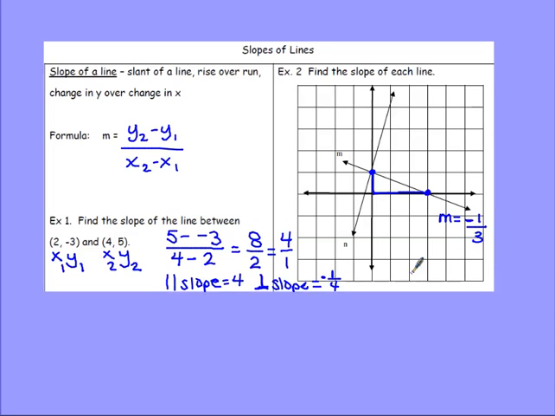Now let's find the slope of line N. So it's going up 1, 2, 3 and over 1. So that's 3 over 1. Well, if you look at the slopes, they are flipped and opposite. So that means that these lines are perpendicular. So where they intersect forms a 90-degree angle.